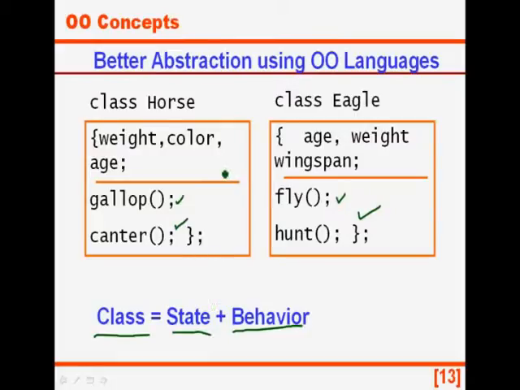The state is defined by the data members or the fields of the class, by the age and the weight and the wingspan of the eagle. The behavior of the horse is defined by the two functions gallop and canter. The behavior of the eagle is defined by the two functions fly and hunt.